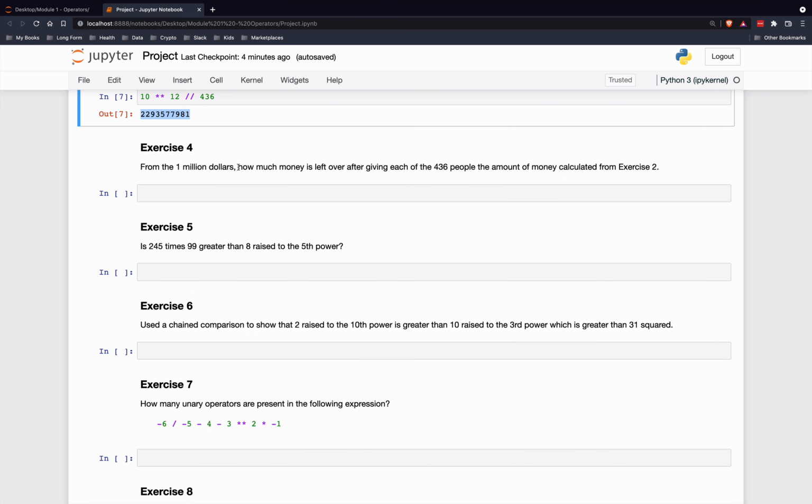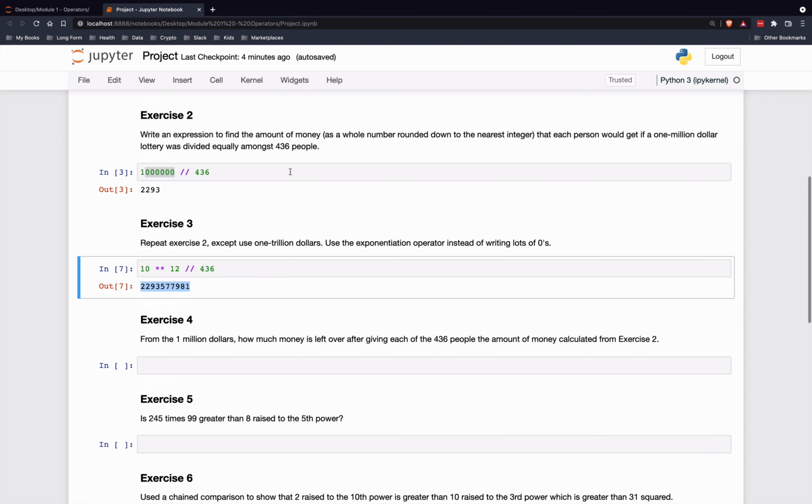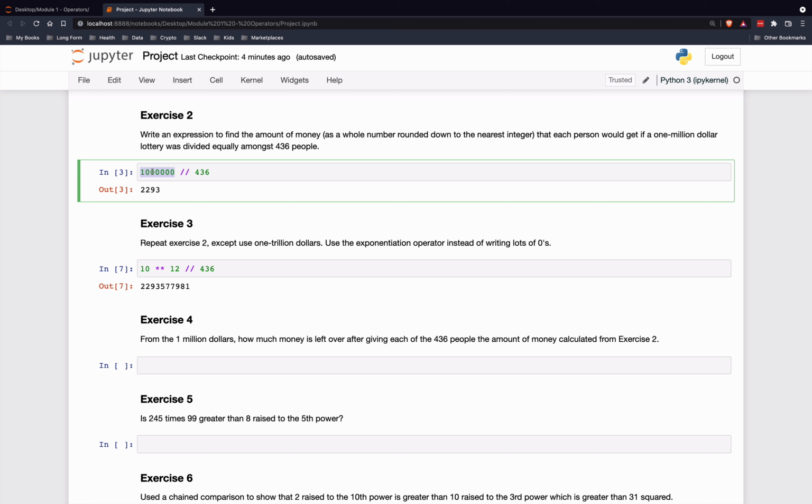All right, let's move on to exercise 4. From the $1 million, how much more money is left over after giving each of the 436 people the amount of money calculated from exercise 2? So what's left over? So if we have this $1 million lottery, so there's this much money in the pot, how much is left over? Okay, we know that each person gets 2,293, but how much is left over?